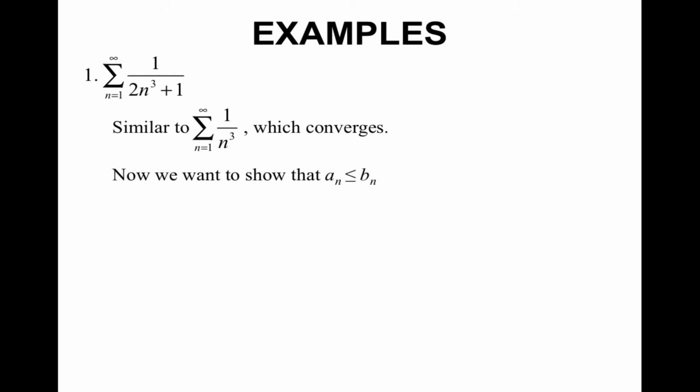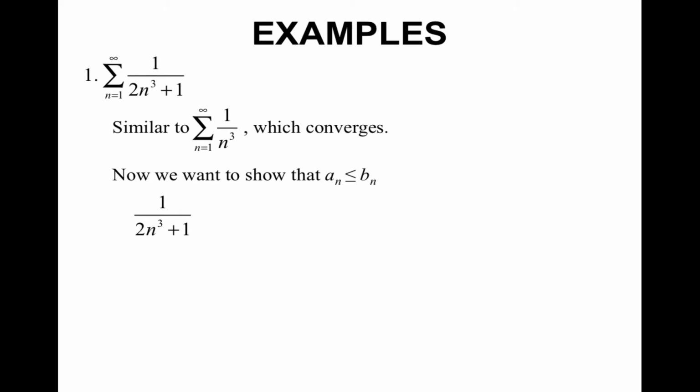Now we need to show that A sub n is less than or equal to B sub n. So we want to show that this sequence is smaller than this sequence in order for this series to do what its familiar series does. So in order for me to show that A sub n is less than or equal to B sub n, I'm going to start off with the series that I want to be smaller, which is my original sequence.